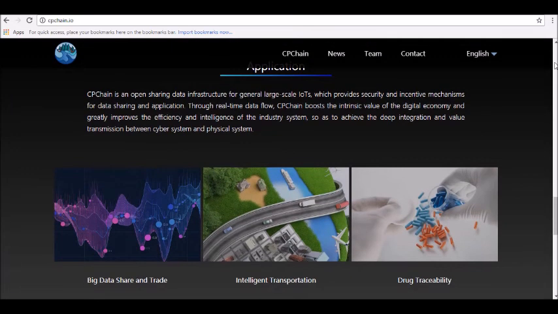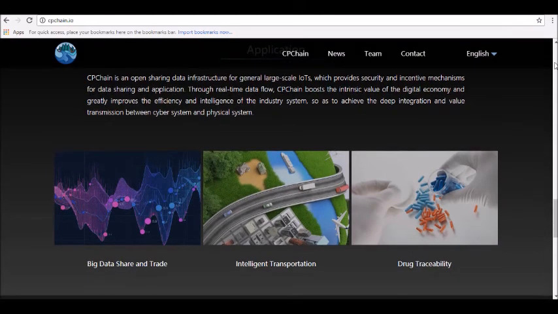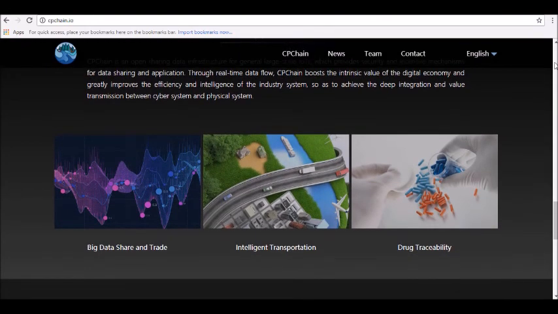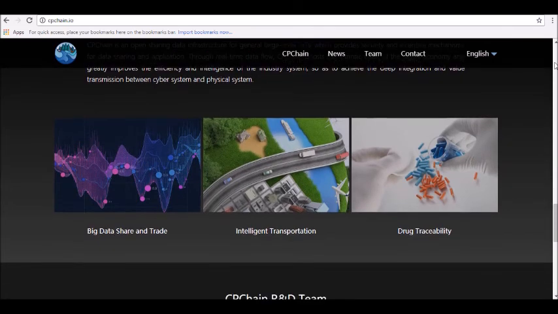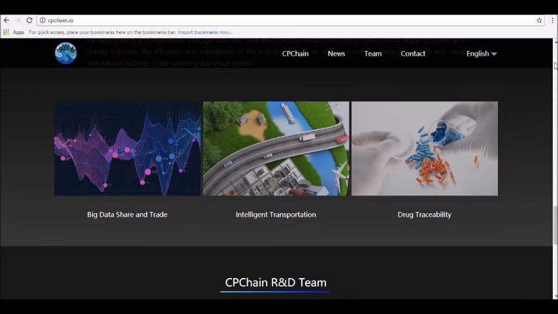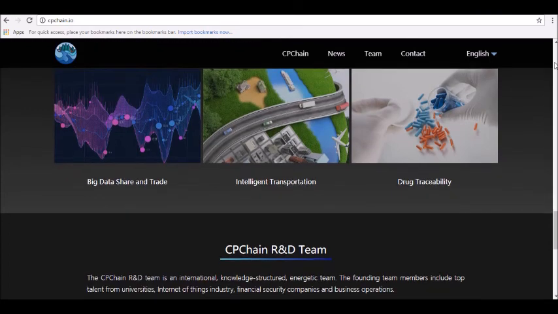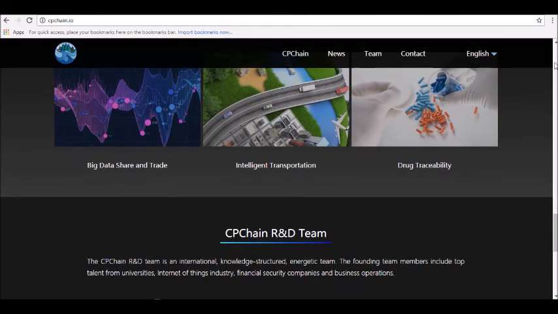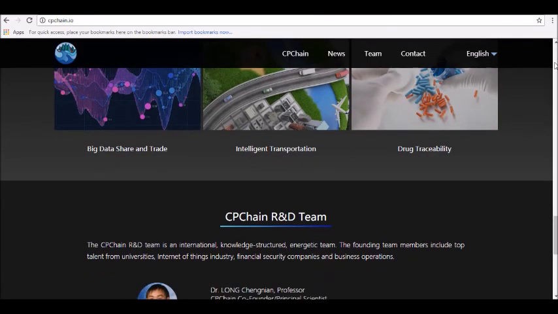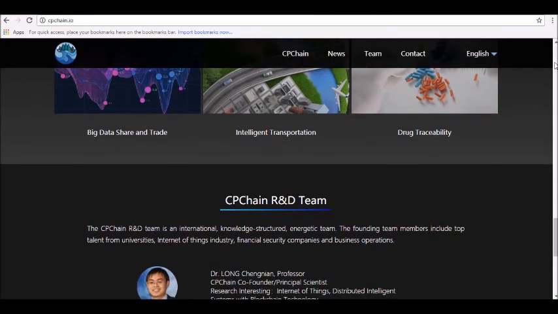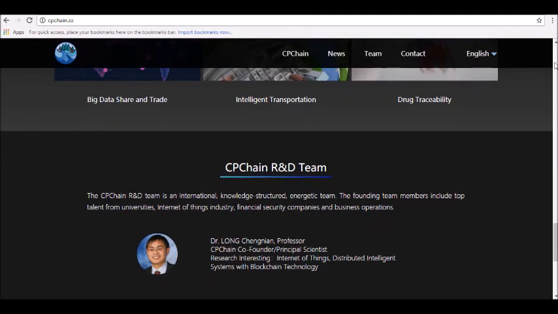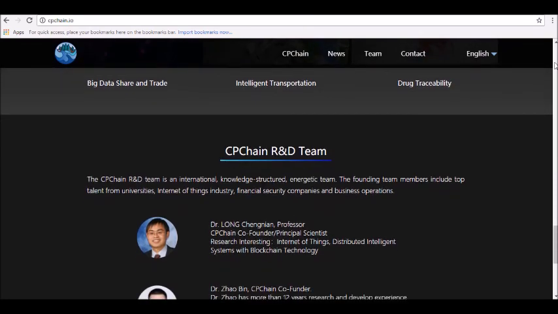Problematic business model. For many IoT manufacturers, the only business model is to sell user data. This infringes on user privacy and rights. It also inhibits the future development of IoT technology. CPChain aims to solve all of these problems using blockchain technology. So CPChain aims to use blockchain technology to solve a number of major problems in today's Internet of Things, or IoT, ecosystem.